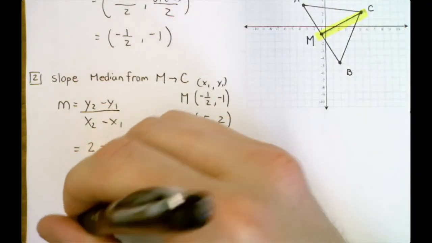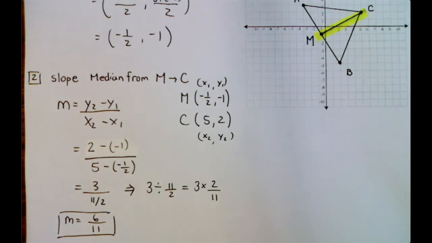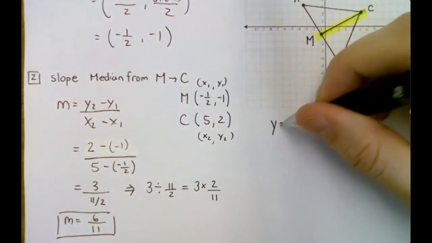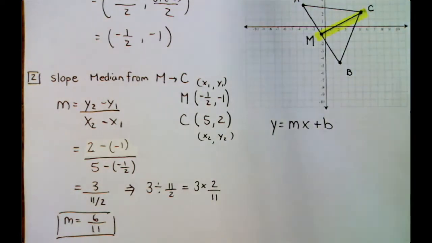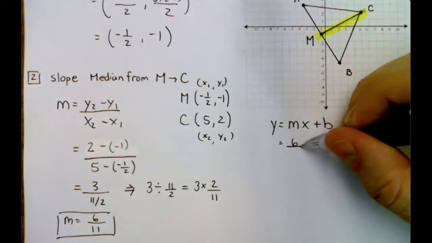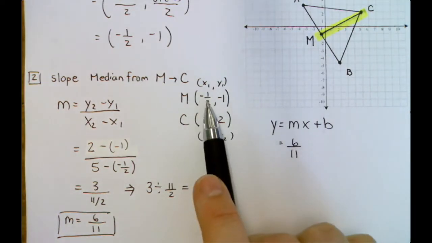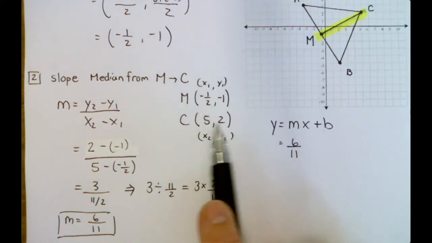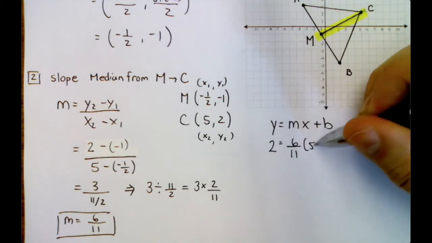So our slope is 6 over 11. Now we need to find the y-intercept, and to do that, we can use the equation of our line, y equals mx plus b, because now we know m. M is 6 over 11. We need an x and a y. We can use either our point M or our point C, both are on the line. C is easier, no fractions. Let's use C. 2 for y, 5 for x.